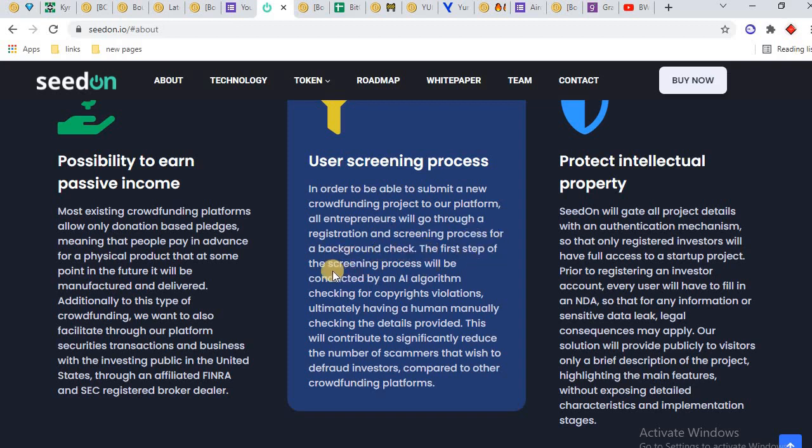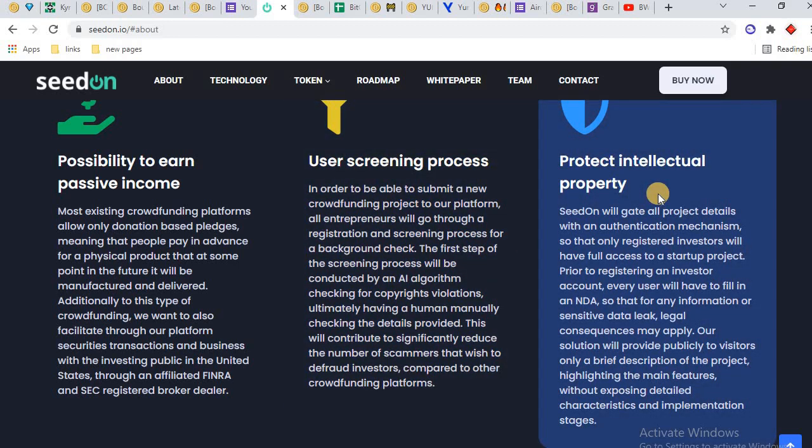The first step of the screening process will be conducted by an AI algorithm checking for copyright violations, ultimately having a human manually check the details provided. This will contribute to significantly reducing the number of scammers who wish to defraud investors compared to other crowdfunding platforms. And this is the detail of protect intellectual property.